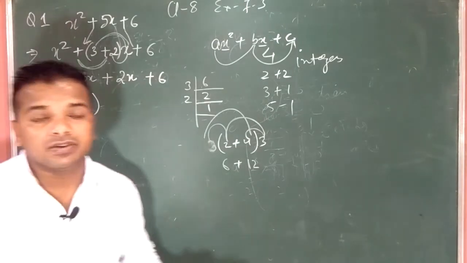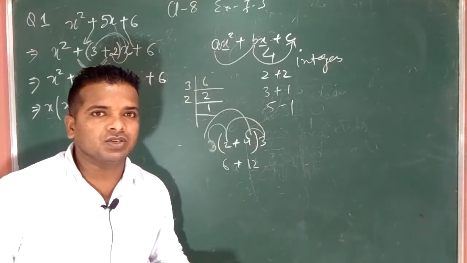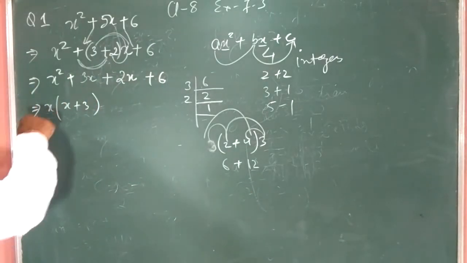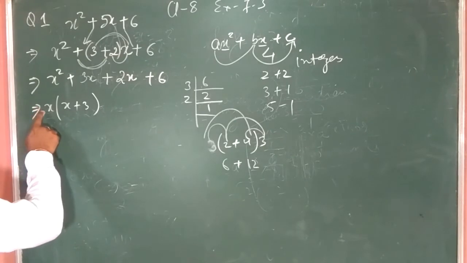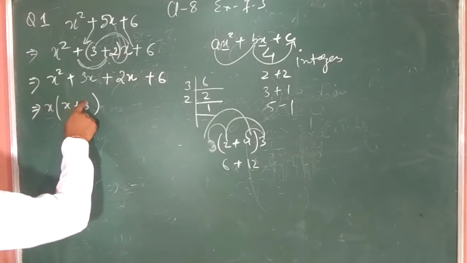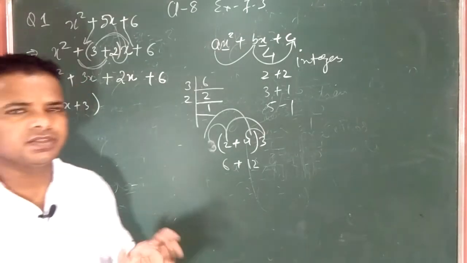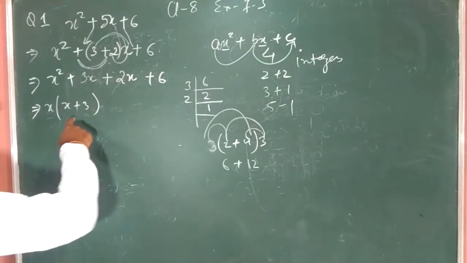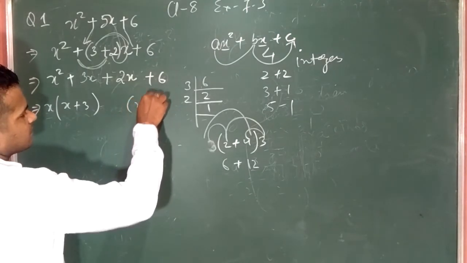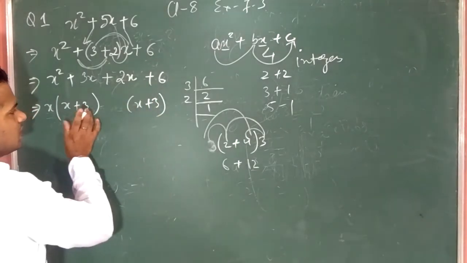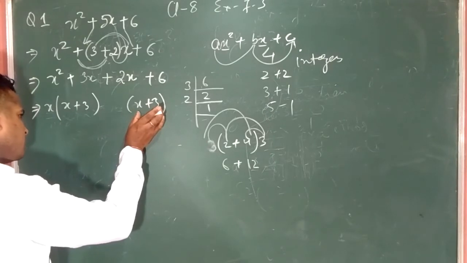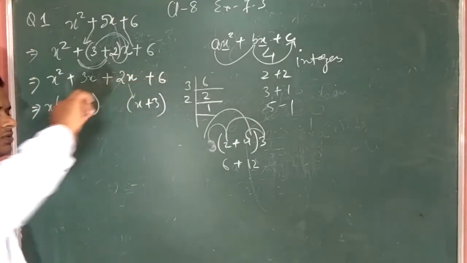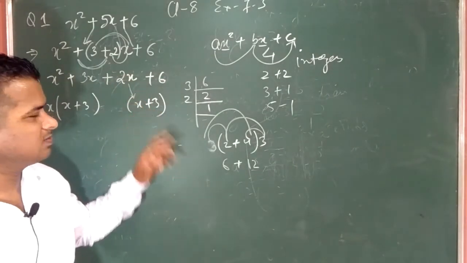Now keep in mind that whenever you are confused whether it is right or wrong, just do the reverse calculation. Like x into x, x square, plus into plus, plus, x into 3, 3x, that means this is correct. If something is wrong, you will not get the previous line correctly. Here also x plus 3. If here x plus 3, here also x plus 3. Always compare these two.